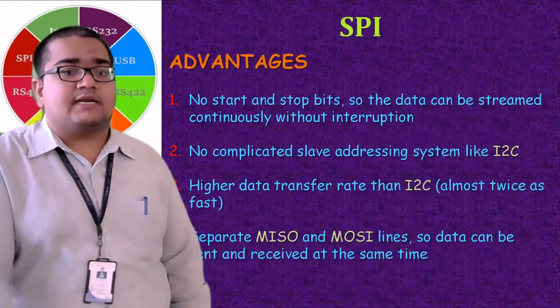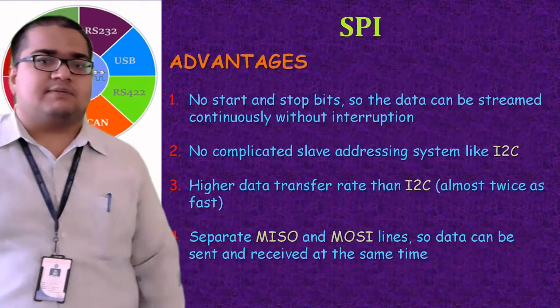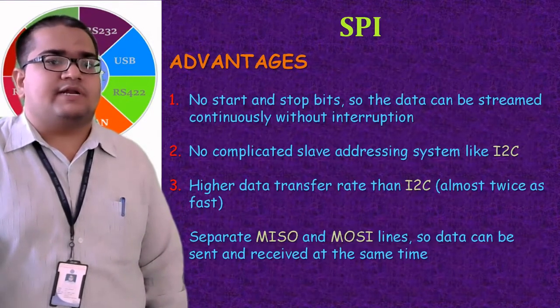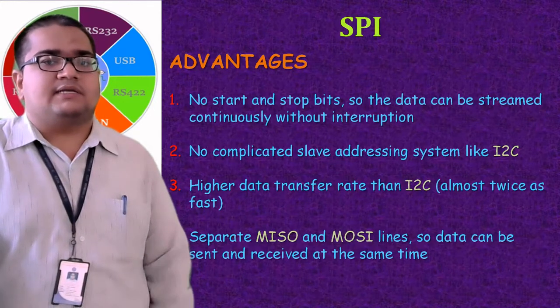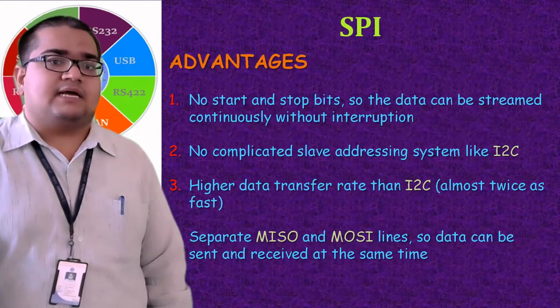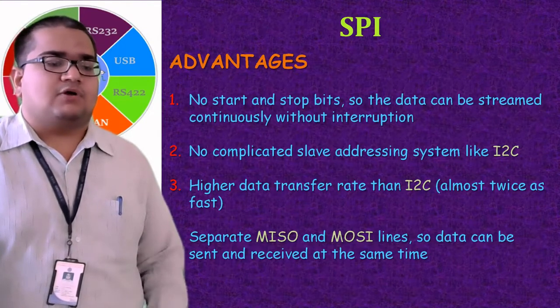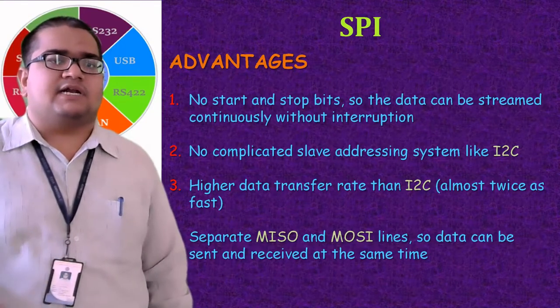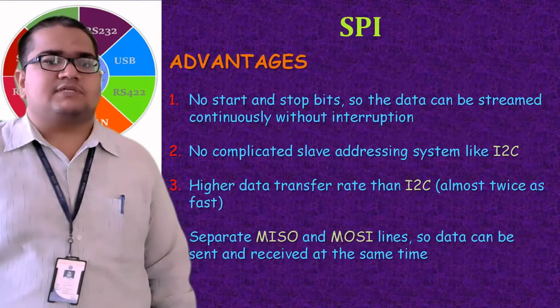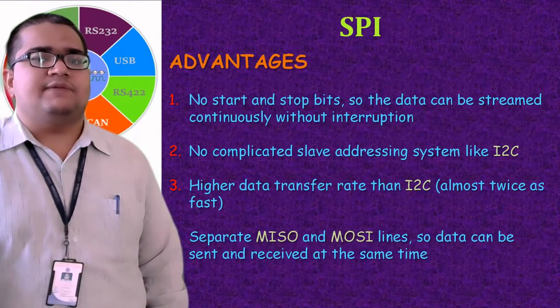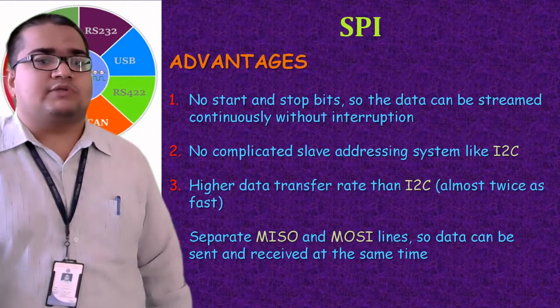Advantages here, as you can see, it is faster because there is no start and stop bit for data to be streamed continuously without any interruptions. No complicated slave addressing system is there in this, as we have in the I2C, because here addressing is not required; direct slave select will make the particular slave active for the start of communication. Higher data transfer rates are there when compared to the I2C. Almost twice or more than that.